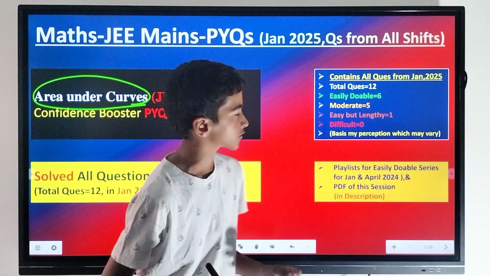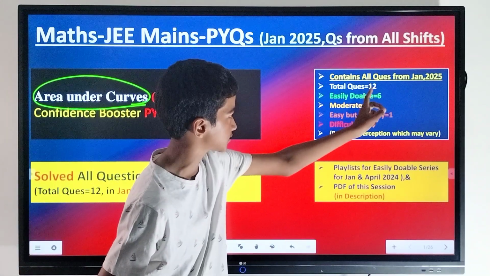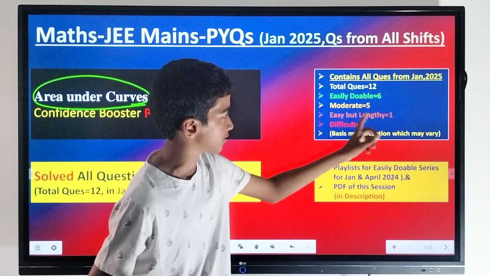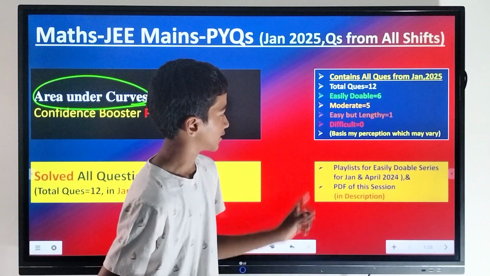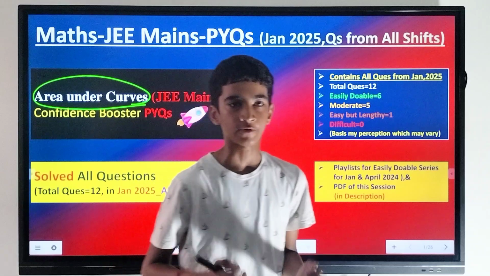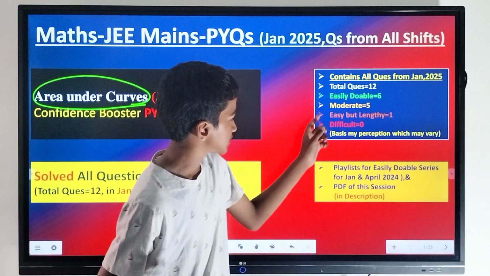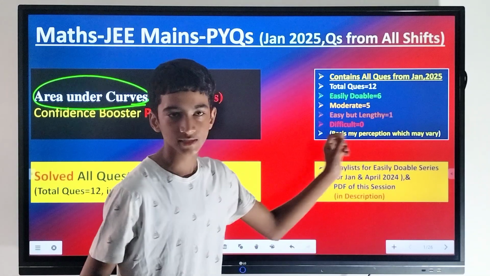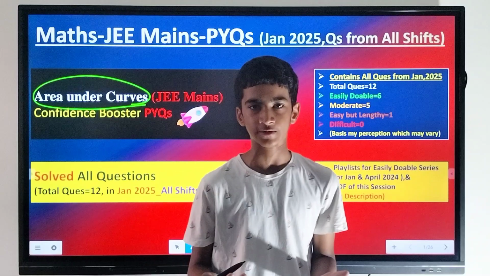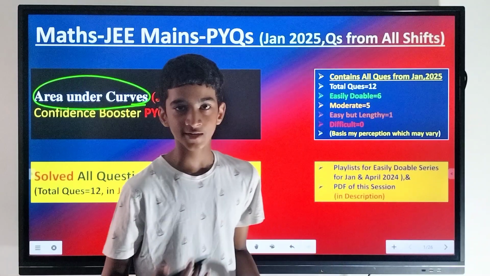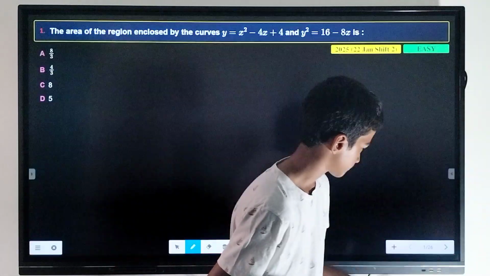In area under the curves we have total 12 questions, out of which 6 are easily doable, 5 are moderate and 1 is easy but lengthy, which we are going to solve. And this difficulty level is basis my perception, which may be different for others. So let's begin with our first question.